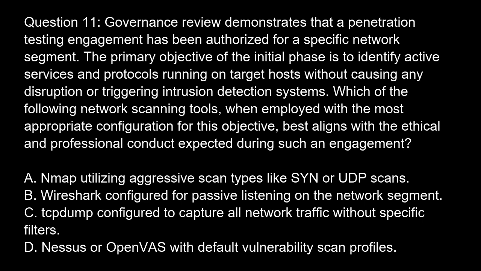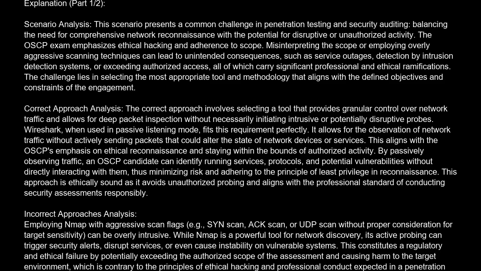Option A. Nmap utilizing aggressive scan types like SYN or UDP scans. Option B. Wireshark configured for passive listening on the network segment. Option C. tcpdump configured to capture all network traffic without specific filters. Option D. Nessus or OpenVAS with default vulnerability scan profiles. The correct answer is B. Wireshark configured for passive listening on the network segment.